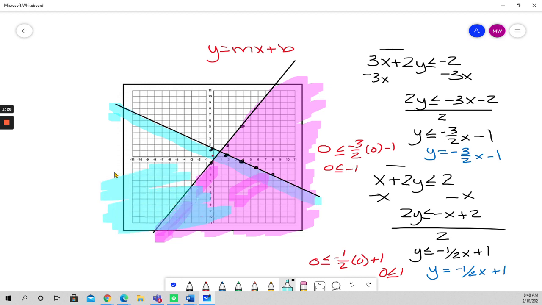So everything that gets shaded in twice is considered a solution to the inequality, or system of inequalities.